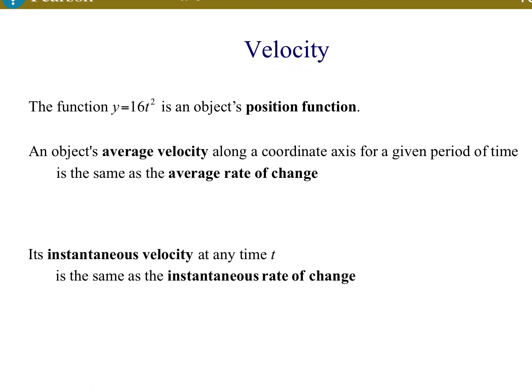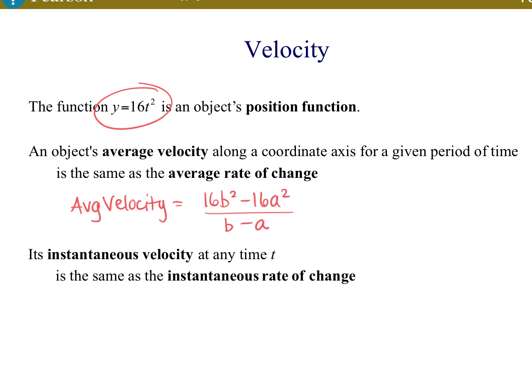So if in physics you define your function as a parabola, then the average velocity along that parabola would be 16b squared minus 16a squared over b minus a. That is the average because it doesn't involve a limit and it's over a specific interval period of time. The instantaneous velocity is going to be the prime, and so it would be y prime. And the y prime on 16t squared is 32t.